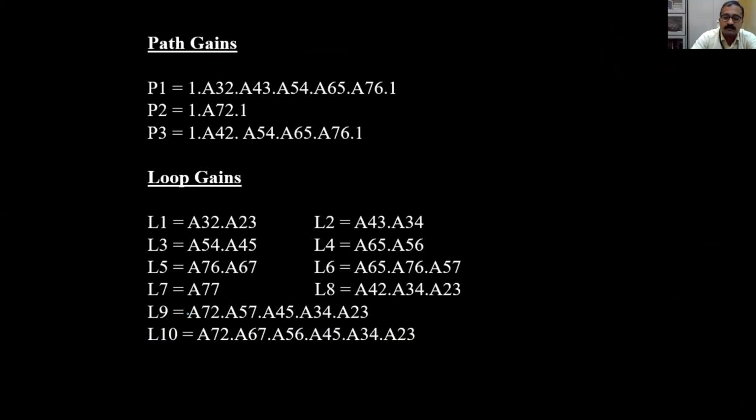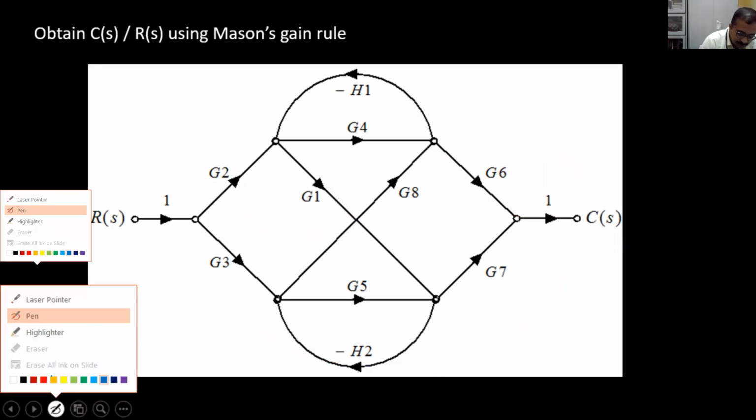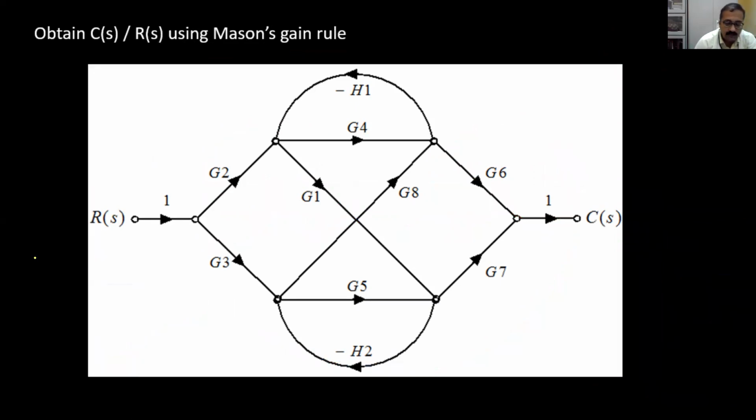Let us try one more. So that is what is shown here. Okay. 3 path gains and 10 loop gains. Last example for the day. Obtain C of S by R of S using Mason's gain rule. Okay.